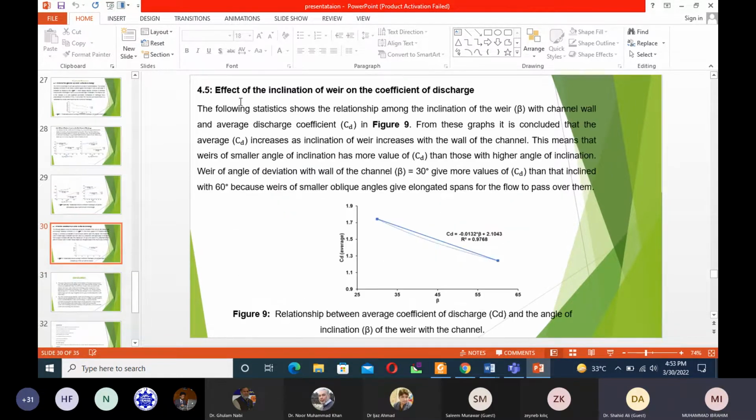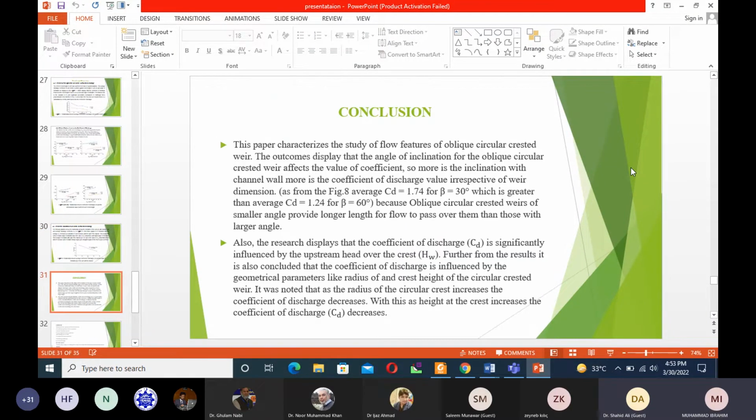The fifth one is the relationship between the inclination of the weir and the coefficient of discharge. As the inclination decreases from 60 degree to 30 degree, meaning the length of the weir increases, the coefficient of discharge increases. But as the angle goes from 30 degree towards 60 degree, the coefficient of discharge decreases.